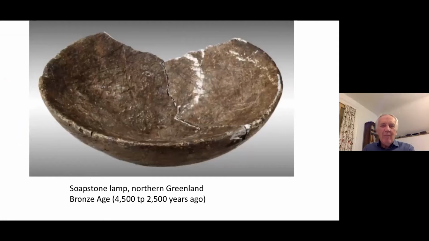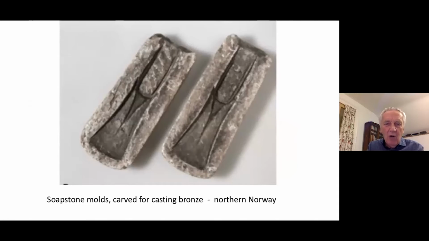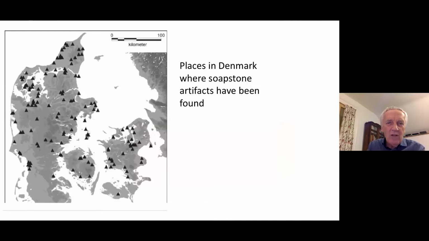Here's a soapstone lamp. Soapstone is very, very soft. It's very easy to carve. Here's a soapstone lamp from northern Greenland, but it's Bronze Age. Here are two soapstone molds that were carved for casting bronze. They were found in northern Norway. Here's a map of Denmark. All those triangles are where soapstone artifacts have been found. So they really are common. I suspect there are some in Ireland, but I'm not familiar with them.